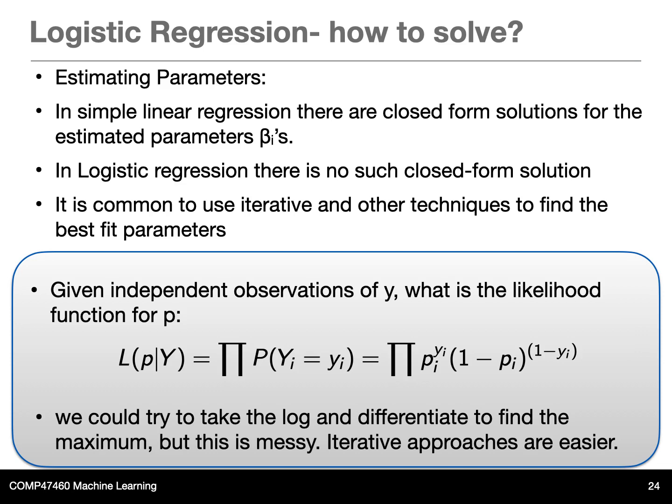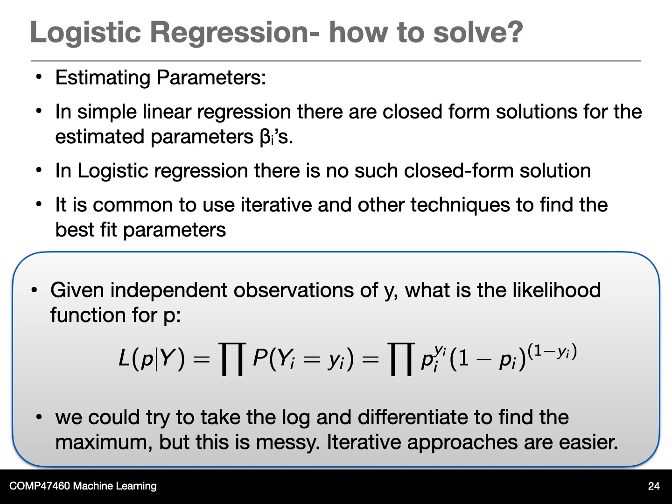How do we find the best fit parameters for a logistic regression model? In the case of simple linear regression, we could use ordinary least squares to derive closed form expressions for the best fit parameters beta 0 and beta 1. In logistic regression, there's no such closed form solution.